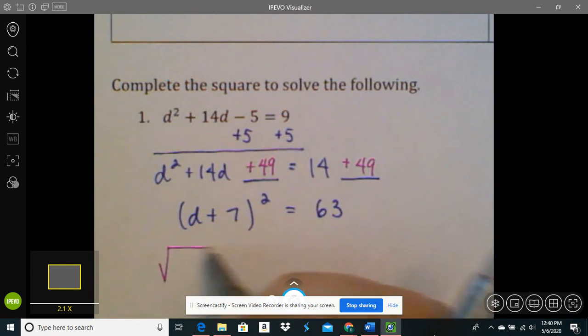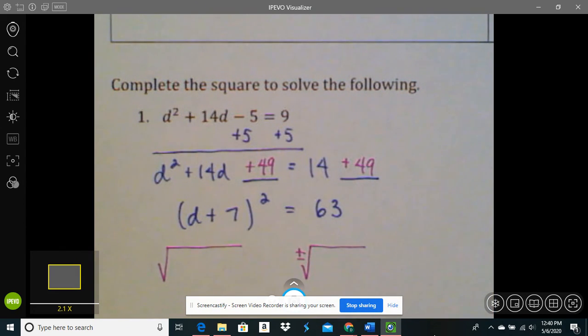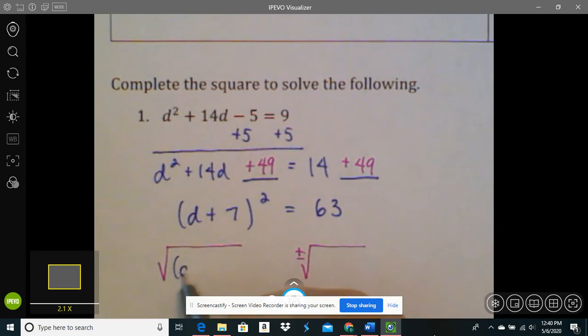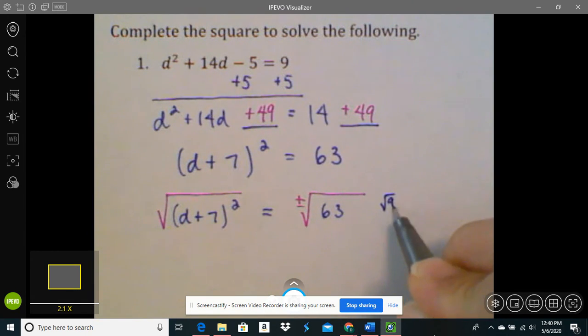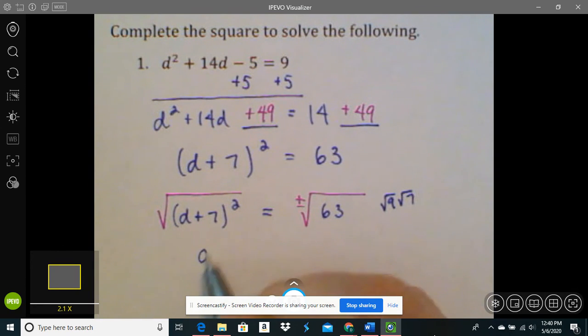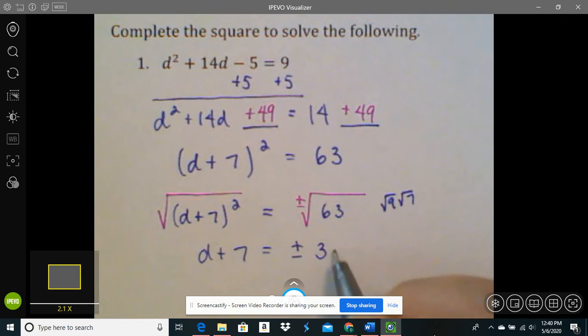Now I'm going to write this in just a couple of times, but after this I will probably stop. All right, so we're going to get D plus 7 squared equals positive or negative square root of 63. 63 is not a square, but what is in 63 that is a square? Well, this is really 9 times 7. So we'll get D plus 7 equals positive or negative 3 times the square root of 7.